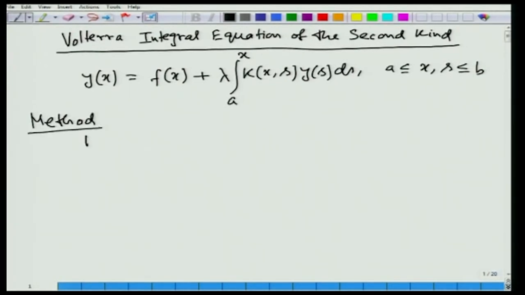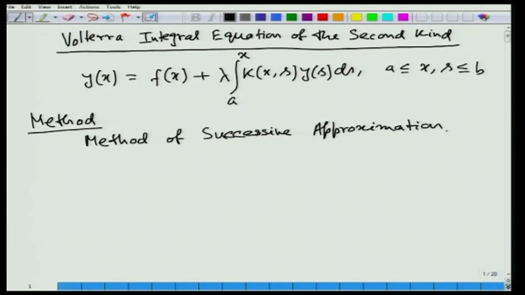This is the given integral equation, and the method by which we are going to solve this kind of equation is known as the method of successive approximation. Now, immediately one question comes up: what are the conditions satisfied by f and k(x, s) such that we can apply this method to solve the given Volterra integral equation?